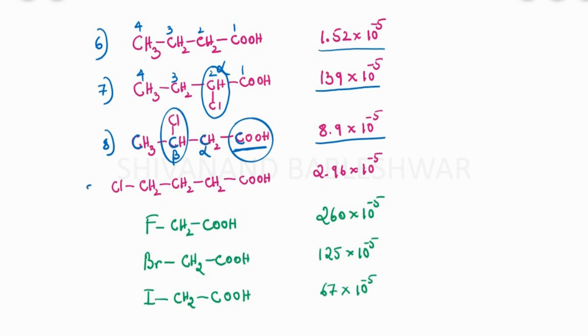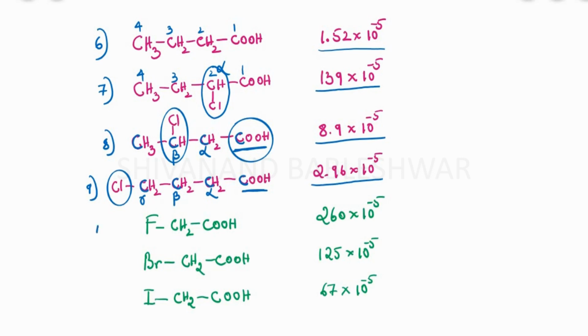In the ninth example, again there are 4 carbon atoms, so this is first carbon, this is second carbon, this is third carbon, and this is fourth carbon. So this becomes alpha carbon, this is beta carbon, and this is gamma carbon, right? So the halogen atom is very far from the functional group. Okay, the functional group is here, COOH. So with increasing distance of the halogen, whose nature is to withdraw the electron, the Ka value goes on decreasing. And here the Ka value is 2.96 into 10 to the power of minus 5.